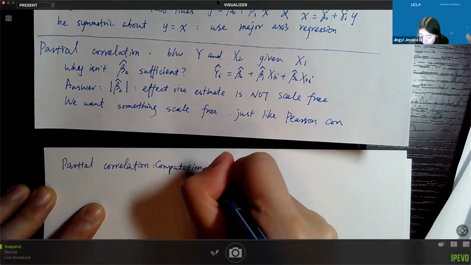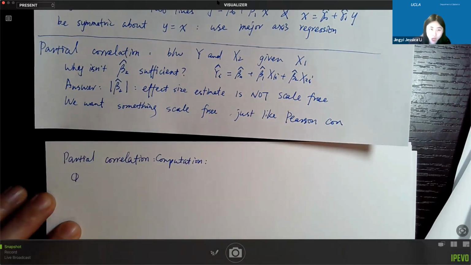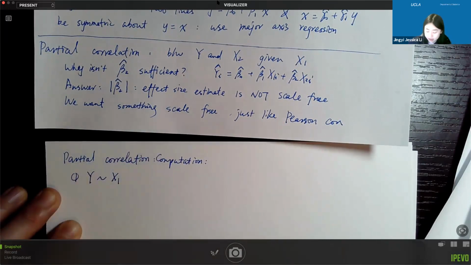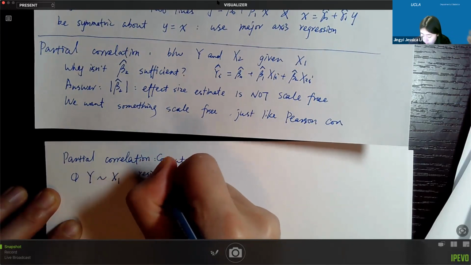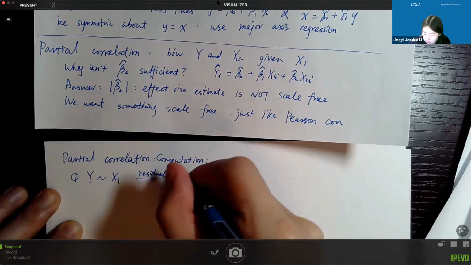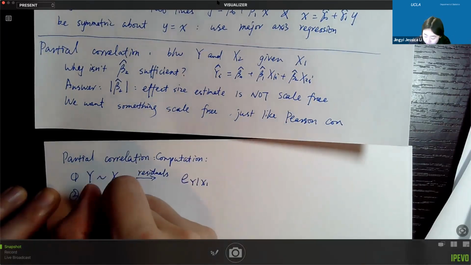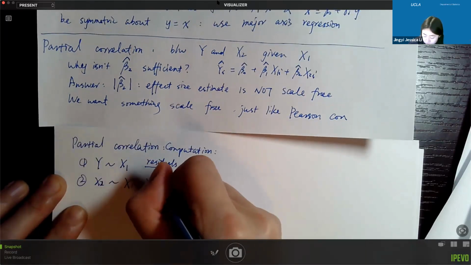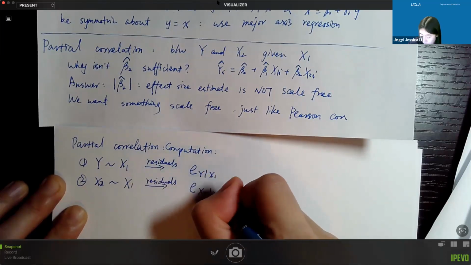The first step is that you regress your response on the predictors you want to be conditional on. So regress y on x1, okay? And then you will get the residuals. I call this residual E_y given x1. Second, you regress your x2 on x1. You get the residuals, and you call this E_x2 given x1.